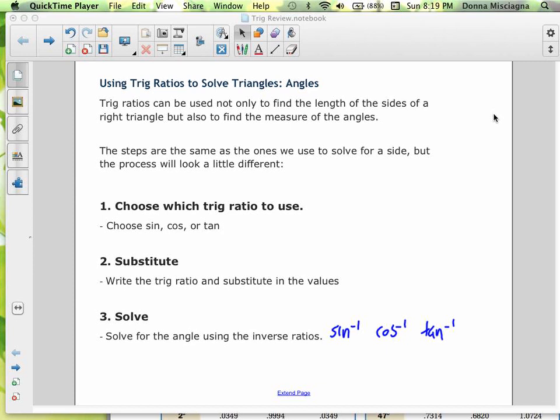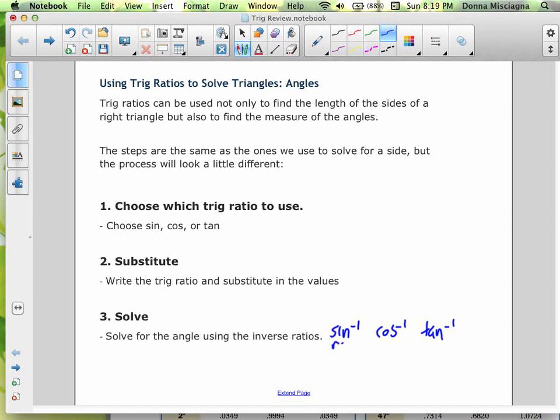Sometimes we call that sine with the -1 arc sine. We also can call cos with the -1 arc cos, and tan with the -1 is arc tan. And we can write them out that way as well. So this is arc sine. This is arc cos. Oops, missing a C. And this is arc tan. Right? So those can be used interchangeably.